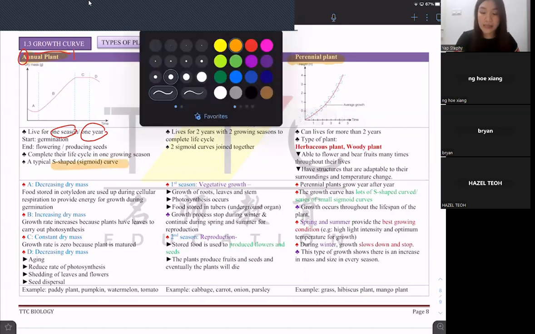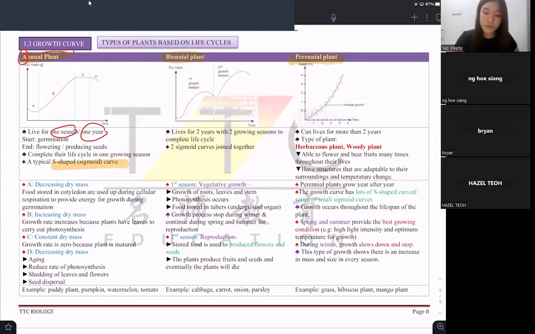Okay, but you can see for the biennial one. For the biennial, this is for the B, right? B means the second alphabet, so this one is for the 2. You can see 2 growing seasons, 2 years. So this one has 2 sigmoid curves. Actually it's very easy to remember all the things inside.